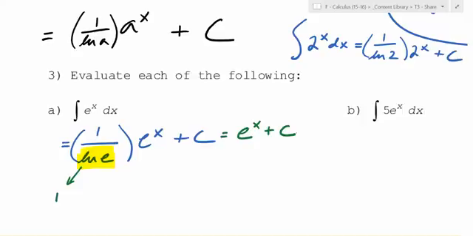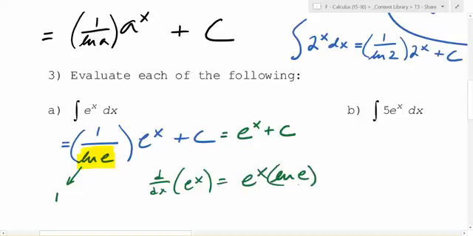Yeah, the derivative of e to the x is e to the x, because if you do the derivative of e to the x, that's equal to e to the x ln e. But what is ln e, Lizzie? 1. So what do you have here? E to the x. The derivative of e to the x is e to the x. It's a really interesting function. The derivative is itself, so therefore its integral is itself.